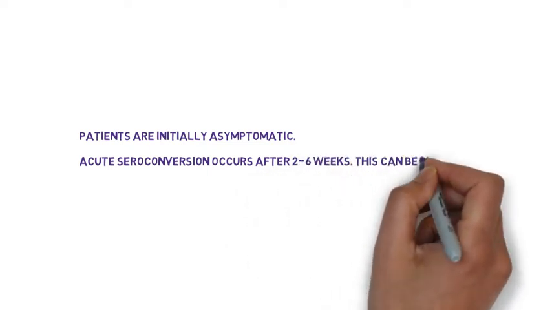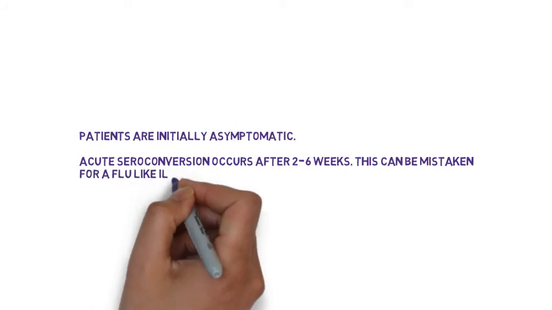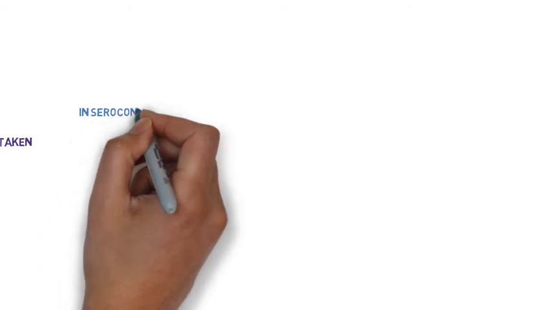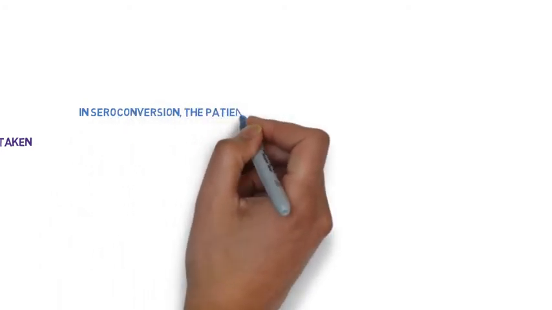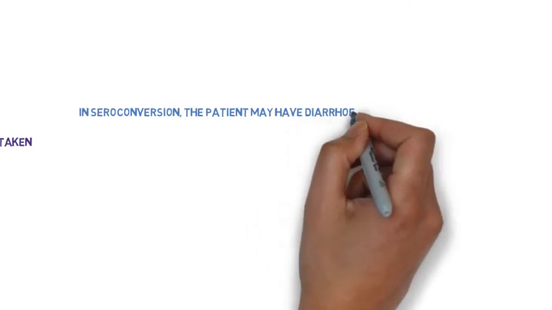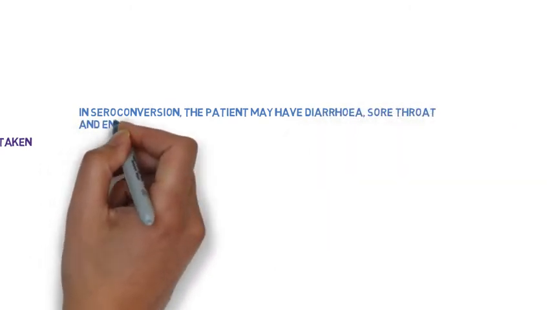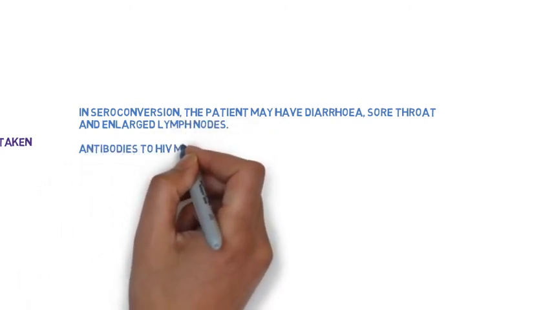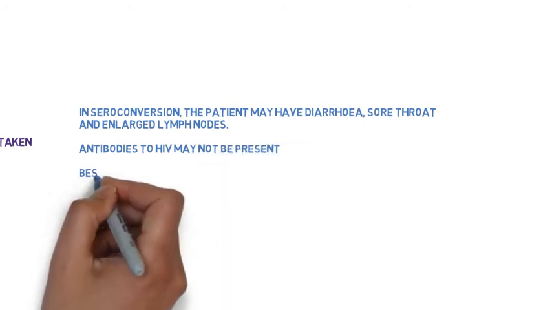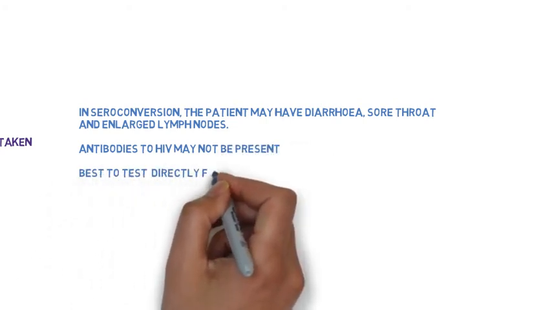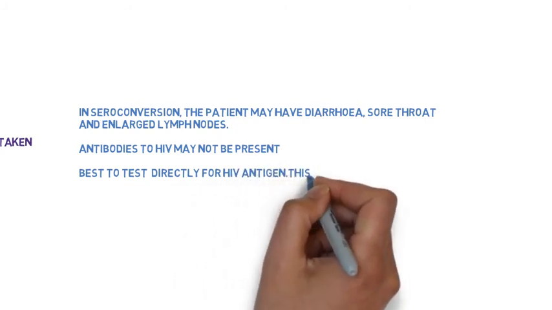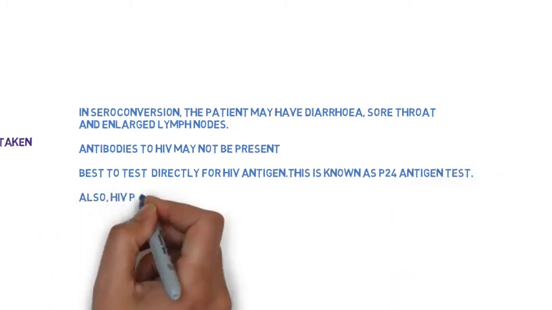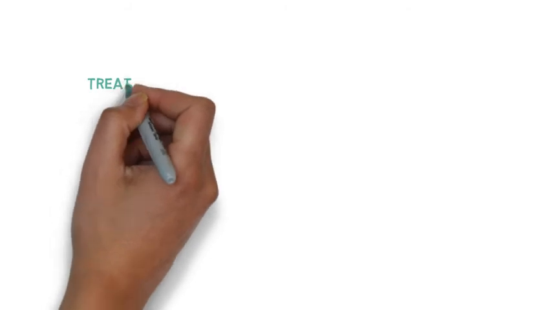This gives flu-like symptoms and can mimic flu or infectious mononucleosis. What happens in seroconversion? Well, a patient may have diarrhea, a sore throat, or enlarged lymph nodes. Antibodies to HIV may not be present at this stage, so it is best to test directly for the HIV antigen. This is known as the P24 antigen test. Also, HIV PCR can be done to test for the presence of HIV.